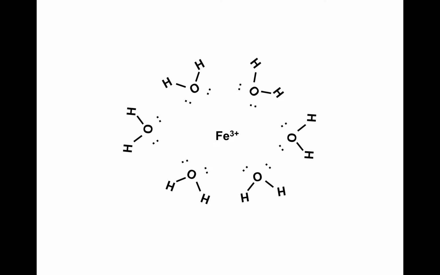So I did a little PowerPoint magic here. Here are the waters. There's the iron 3. The iron 3 is hungry for electrons. It doesn't have the power to take the electrons, so it's not a redox reaction. These electron pairs are donated and form covalent bonds, but there's no change in oxidation state with the atoms. So this is not a redox reaction. This is a Lewis acid-base reaction. The waters are acting as electron pair donors. The iron 3 is acting as an electron pair acceptor.